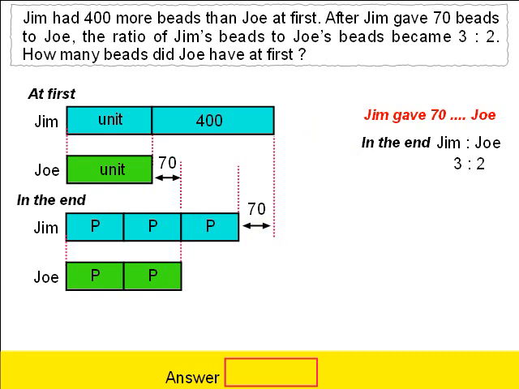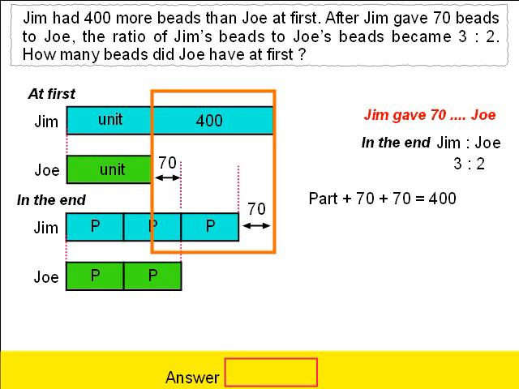And by looking at this part of the model, we know that 1 part is equal to 400 minus 140, or rather 1 part plus 70 plus 70 equates to 400, and therefore shuffling around, 1 part plus 140 is 400. Therefore 1 part is 400 minus 140, that gives us the value of 260. Alright, that is for 1 part.